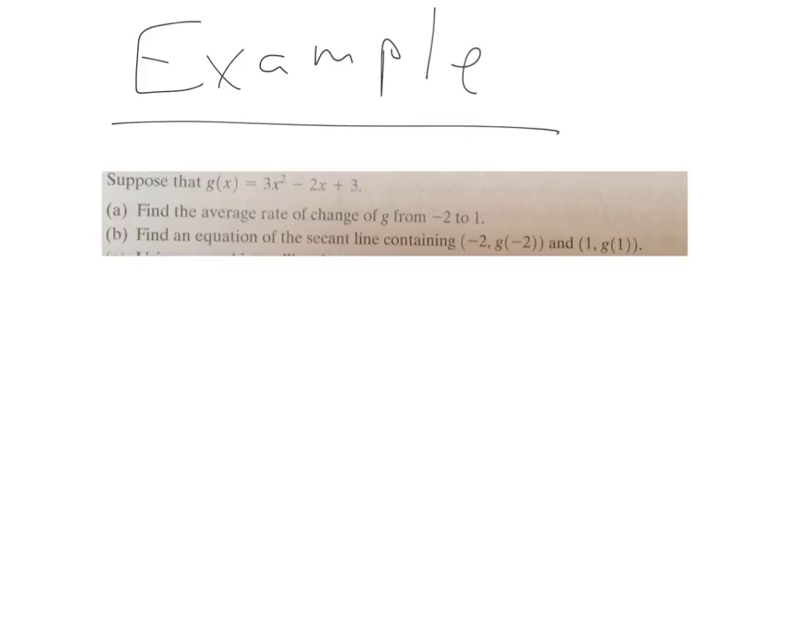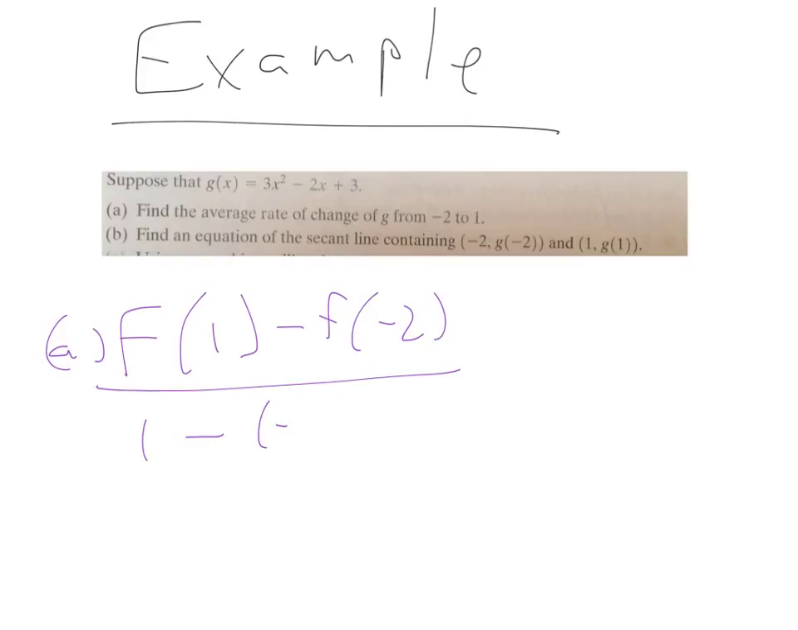So, for part A, it'd be the right point, which is f of 1, minus f of negative 2, all over 1 minus negative 2. Alright, f of 1 would be 3 times 1 squared, which is 3, minus 2 times 1, which is 2. So 3 minus 2 is 1, plus 3 is 4. Now let's plug in negative 2. Negative 2 squared is 4, times 3 is 12.